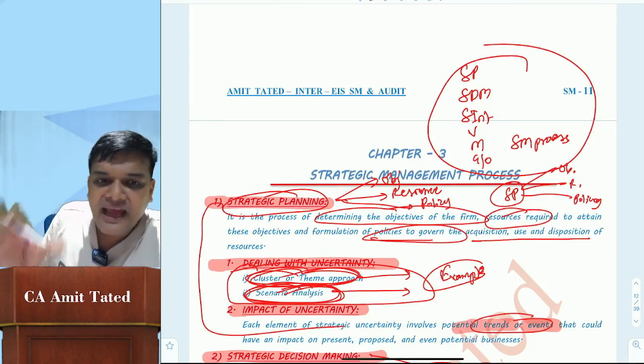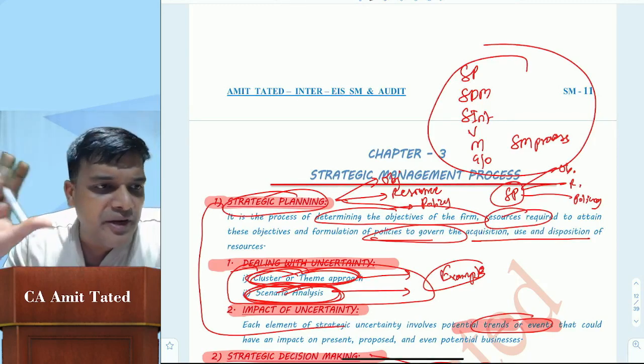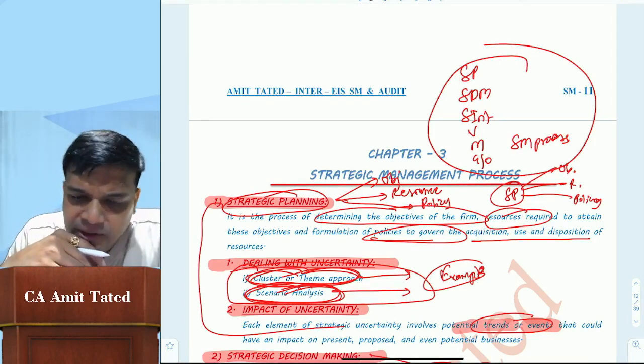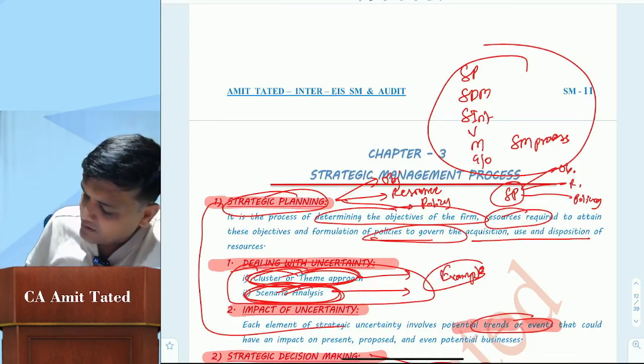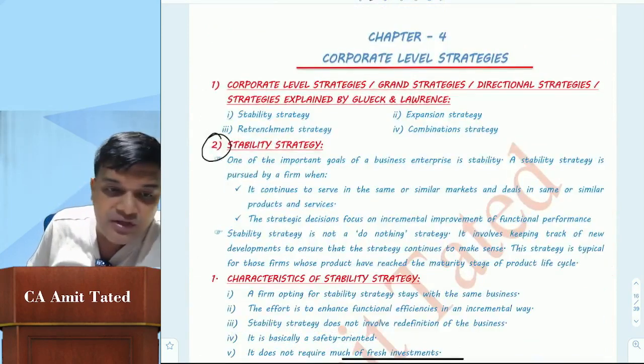First, any doubt with respect to this point, Malik? Any conceptual point with respect to chapter 3? Done. Now we are shifting ourselves to the next chapter, chapter 4. Make sure you understand chapter 4 very clearly with the concepts, because many people get confused with all the chapter 4 strategies.